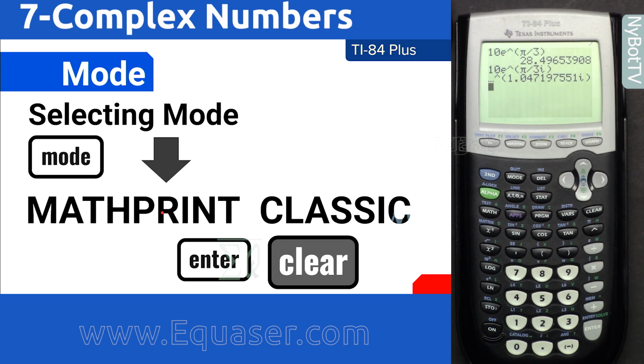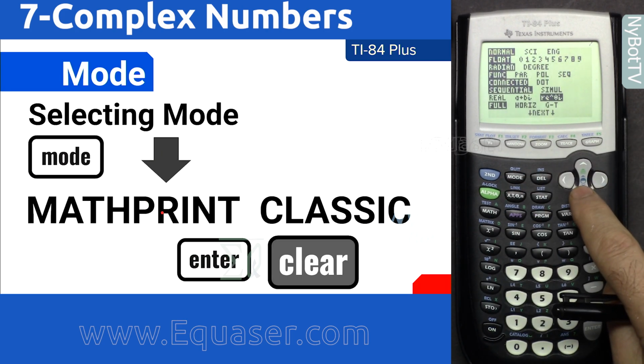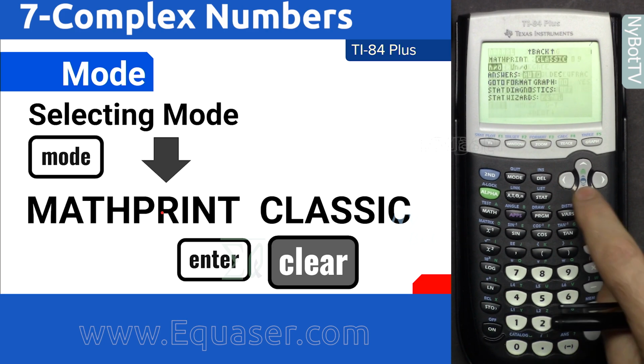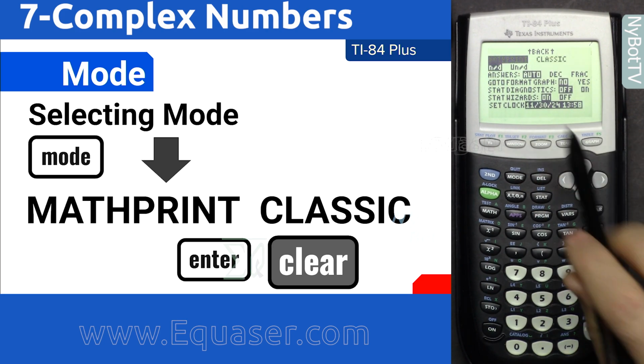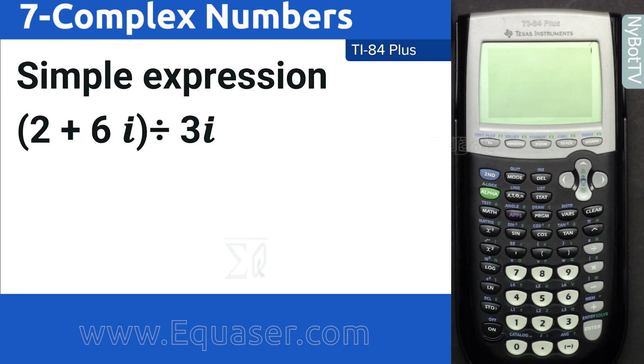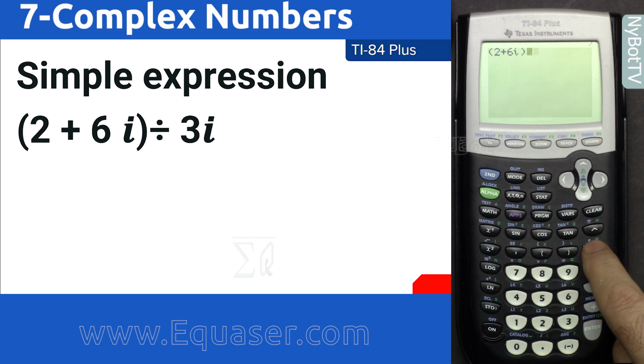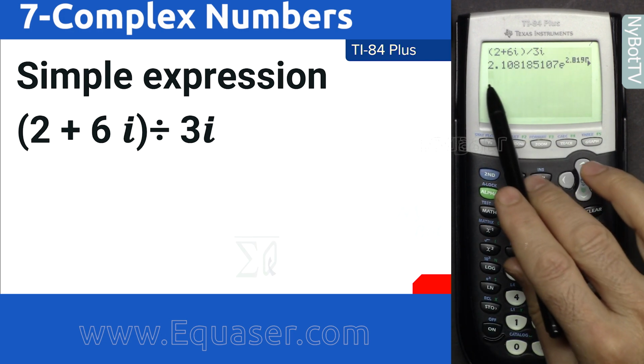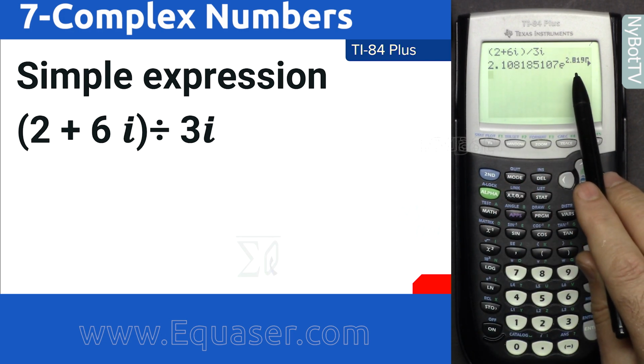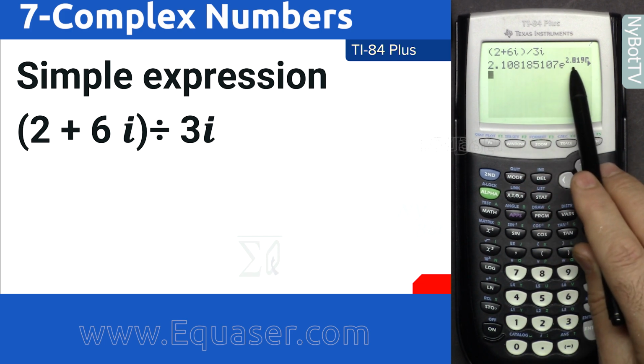Let's go back to math print mode, select math print, enter, select it, press clear to exit. Now let's enter a simple expression: open a parenthesis, 2 plus 6 second function i, close it, divided by 3 second function i, and enter. Now the value has been presented in polar format because we have set it to polar format.